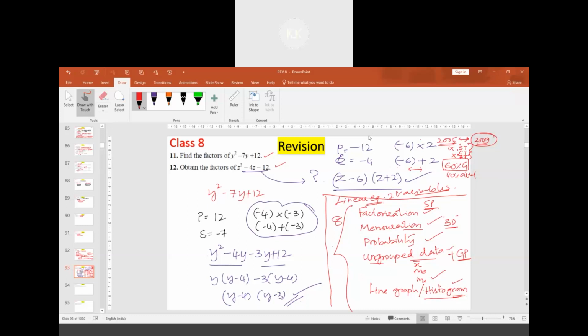Thank you, sir. If you are preparing, it's better I ask you to go for the International Mathematics Olympiad book. The questions in this cover both the ICSE as well as the CBSE syllabus.